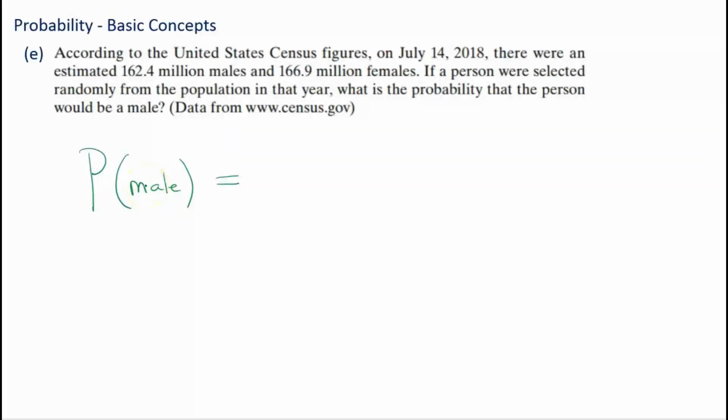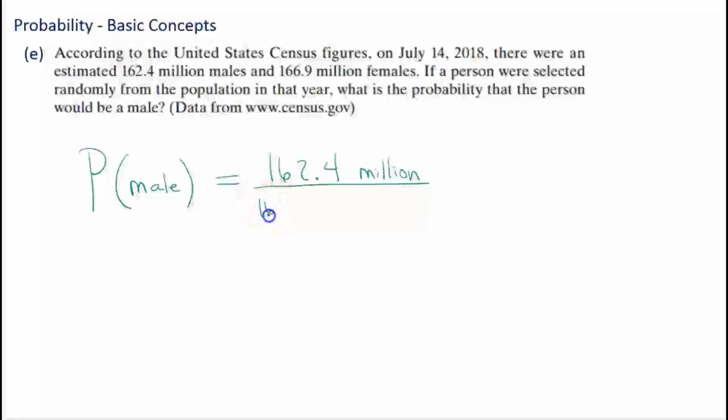Now we know there were 162.4 million males. Let me be a good mathematician. 162.4 million males. Now, we need to divide that by how many people there are total. Do we know that? I don't believe we do. They didn't tell us how many total there were. So we're going to have to find out.